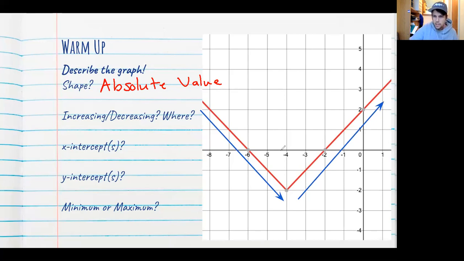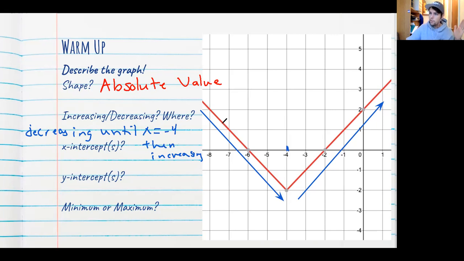So it's decreasing until this point on the x-axis, -4. Decreasing until x equals -4, then increasing. And that's what's happening. We're following from left to right, so we use that x-axis as our guide. We're decreasing, decreasing, decreasing. We stopped. We're at -4, and now we start increasing.